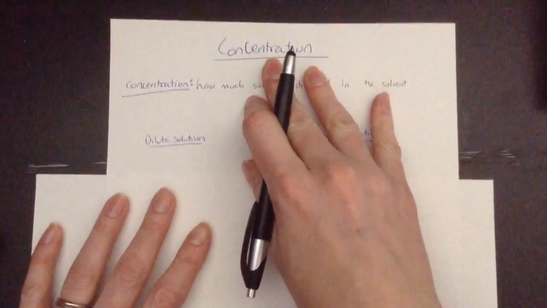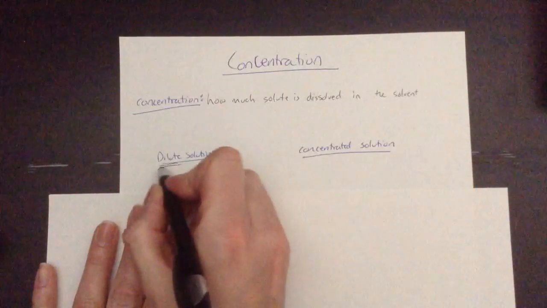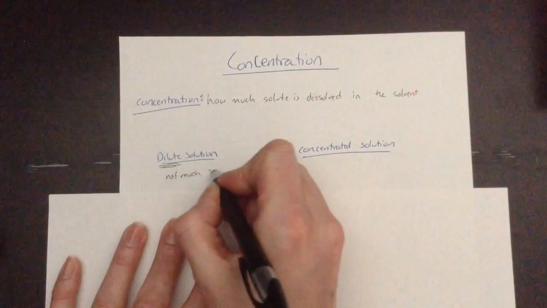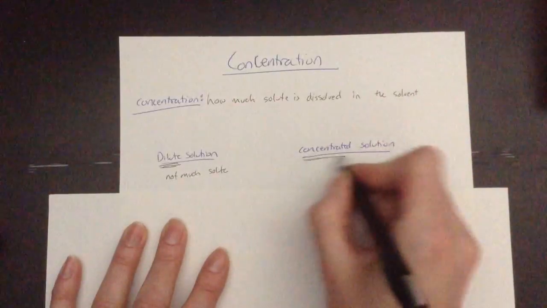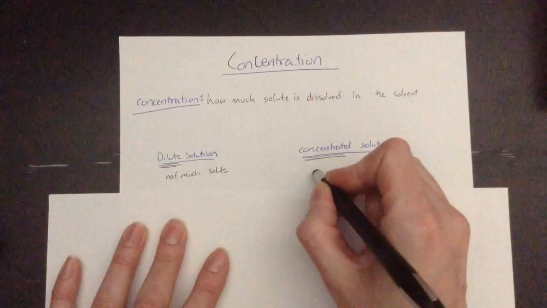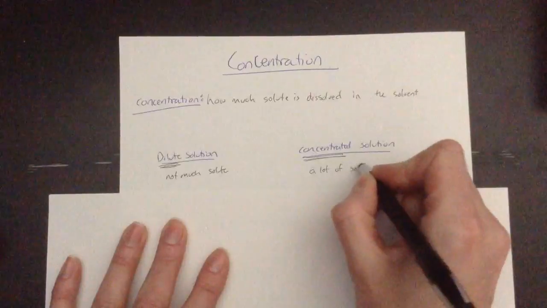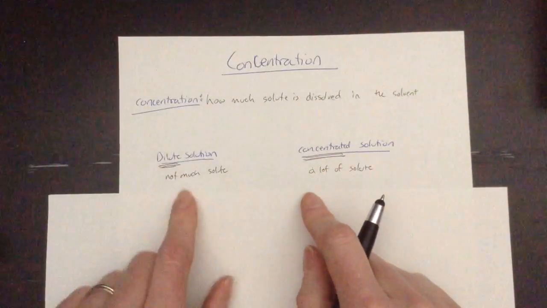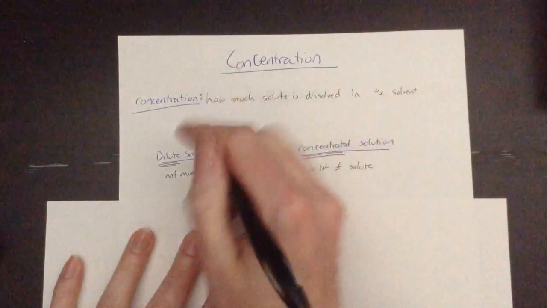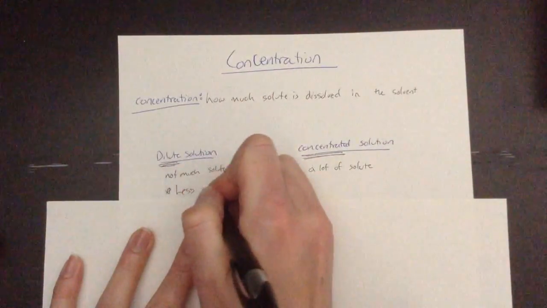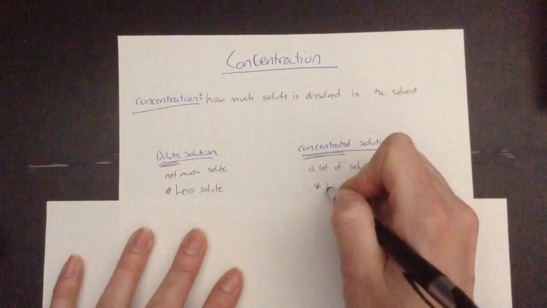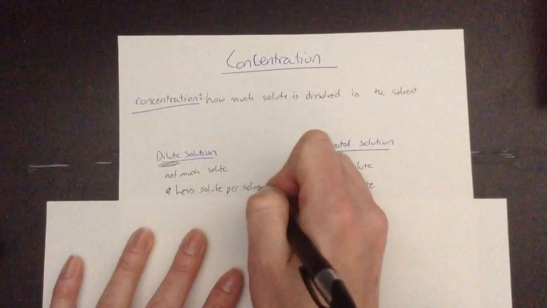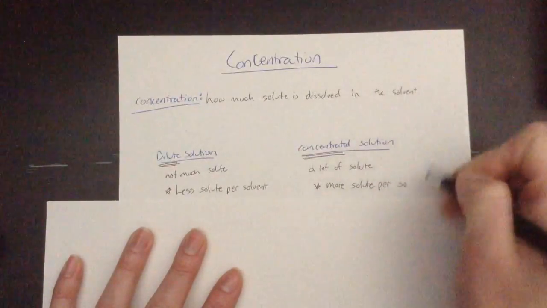Okay, so when we talk about concentration we use the word dilute. Dilute means there's not much solute. And in a concentrated solution, there is a lot of solute. It depends on how concentrated it is, but we can compare two solutions. The one with less solute would be the dilute solution, so I'm going to write that here, less solute. And the one that is concentrated would have more solute, and I'm going to say per solvent here, because I'll show you in a minute that it kind of depends.